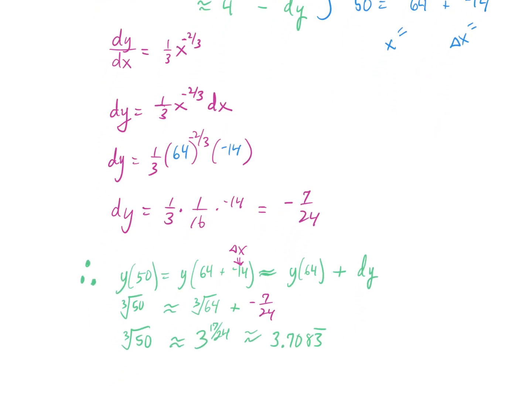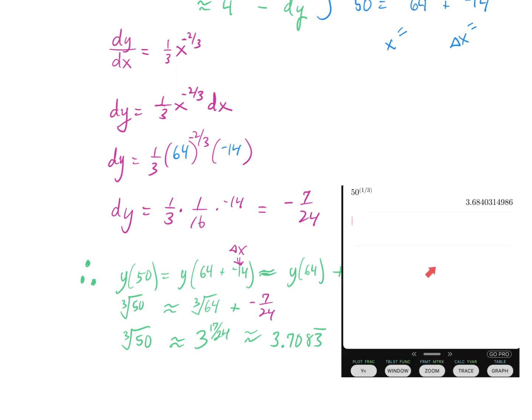And finally, y of 64 is 4, and the differential is -7/24. So 4 take away 7/24 is 3 17/24, or about 3.7083. And let's see how close that was. Pretty good. That estimate of the cube root of 50 is only off by about 2/100 of a value. Not bad. All right, now let's use Newton's method.